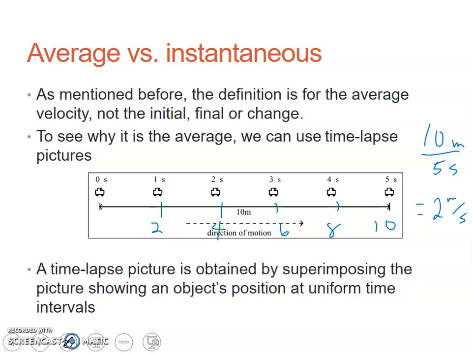It seems to be going 2 meters in the first second. It goes another 2 meters the next second, another 2 meters the third second, another 2 meters the fourth second, and another 2 meters the fifth second. So it looks like it's at a constant speed of 2 meters per second. So in this case, the average is the same as the instantaneous speed. The instantaneous speed is what your speedometer would show you. It's what your speed is at that instant of time.